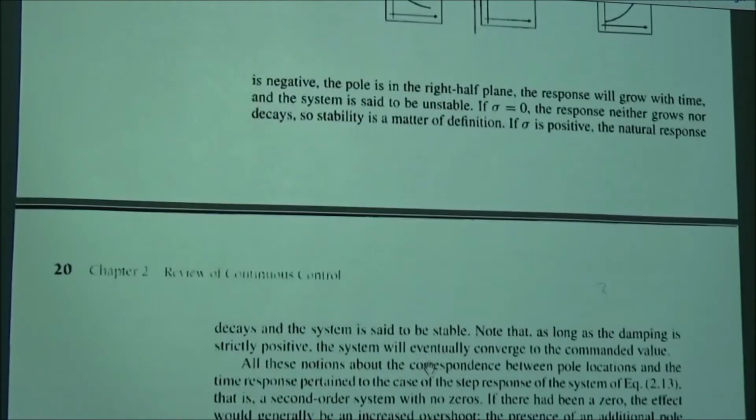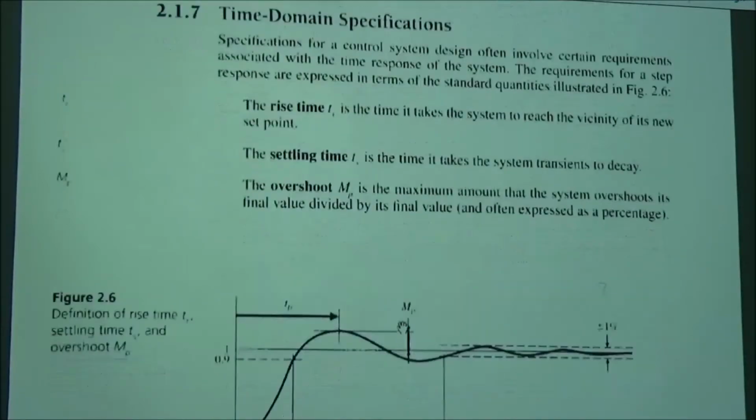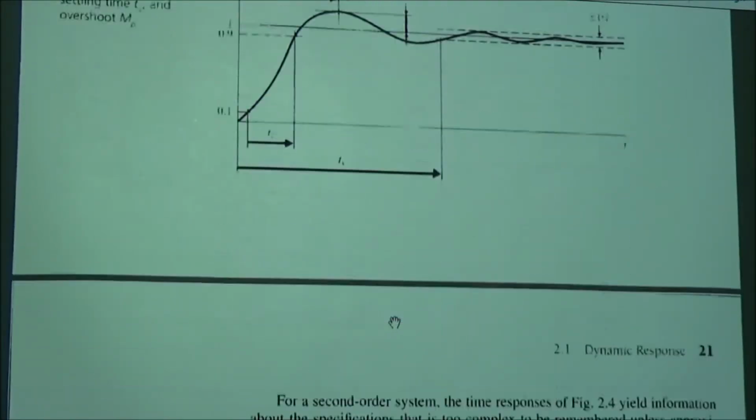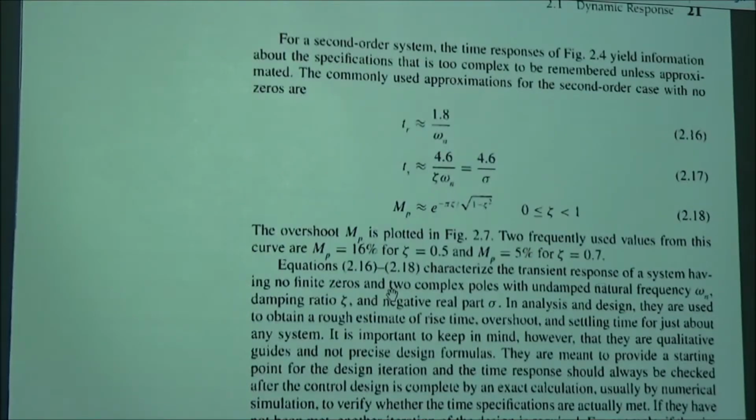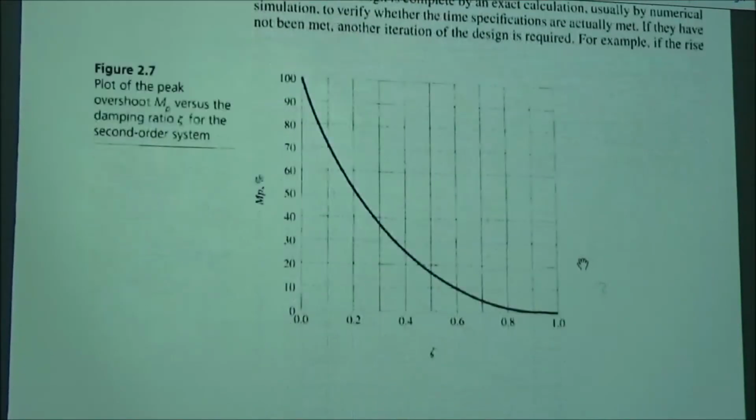And those equations are only good for the dominant condition. Remember that. These conditions are only relevant to dominant condition. So let's say if you want to have a 16% overshoot for a zeta of 0.5, then percent overshoot would be 5% for zeta equal to 0.7. These are shown in this graph.